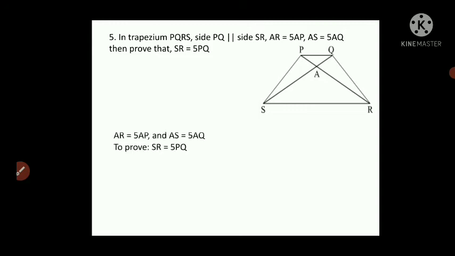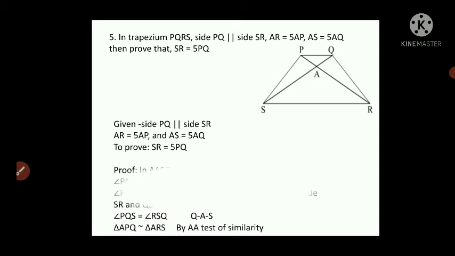So see what we will use here. Given, first I will write that side PQ is parallel to SR. AR is given, which is equal to 5 times AP, and AS is 5 times AQ. So we have to prove that SR will be 5 times PQ. So see, first we'll take one triangle.